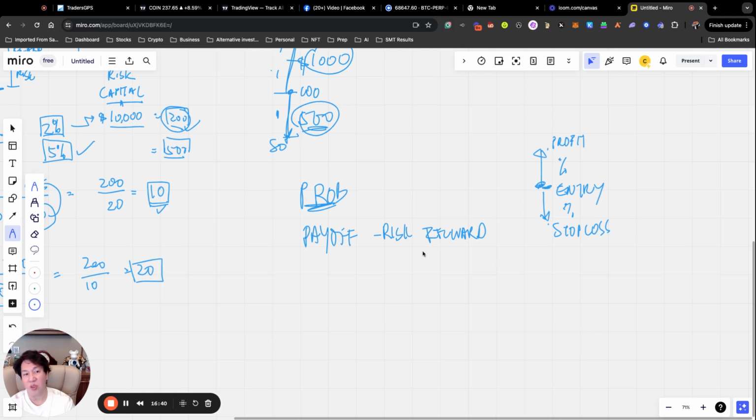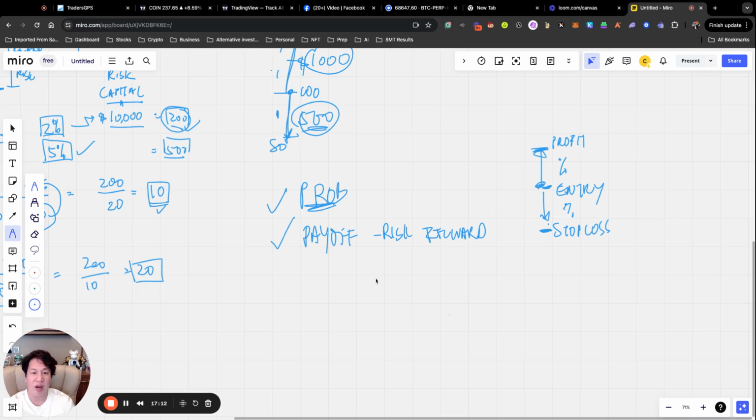Then the second thing is what we call the payoff ratio, or the risk reward. So when you are losing money, how much you lose, and when you're making money, how much you make. So it's about managing these two things. If you have what we call a positive expectancy strategy, then you will be profitable over a long period of time.